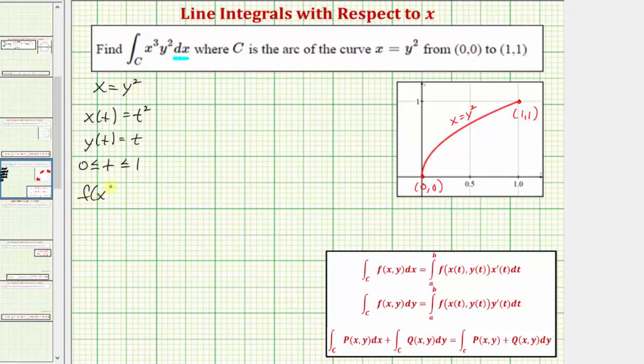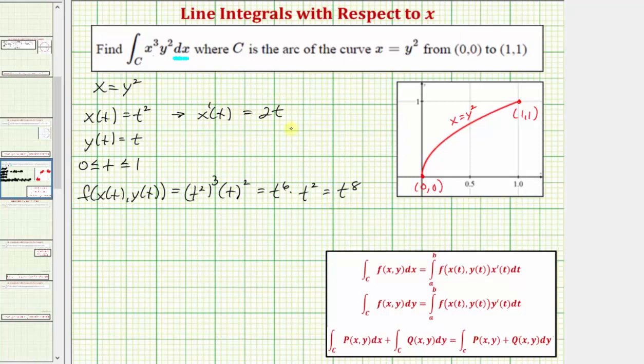Now for the next step, let's find f of x of t, y of t. So f of x of t, y of t is equal to, well, if f of x, y equals x cubed y squared, x cubed in terms of t would be t squared to the third, and then y squared would just be t squared. So simplifying here, we have t to the sixth times t squared, which equals t to the eighth. Notice how we also need to find x prime of t. Well, if x of t equals t squared, x prime of t is equal to 2t.